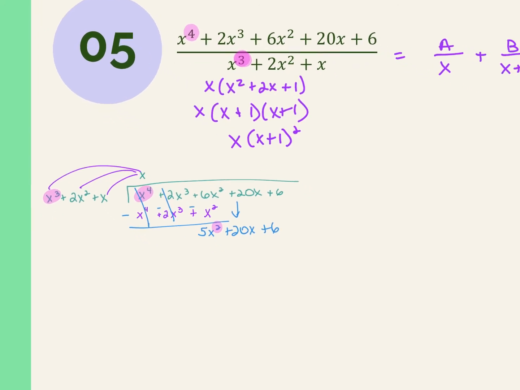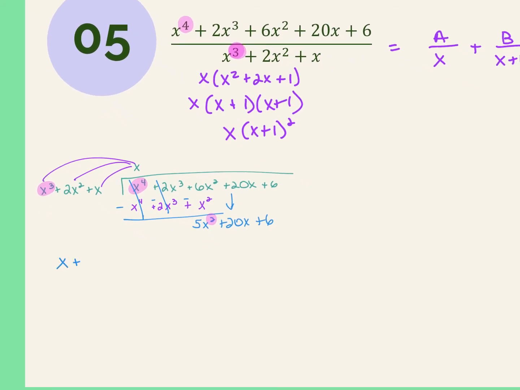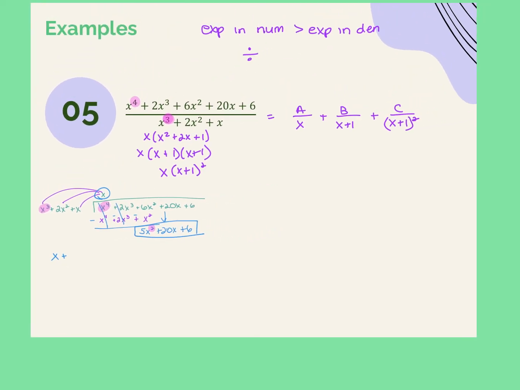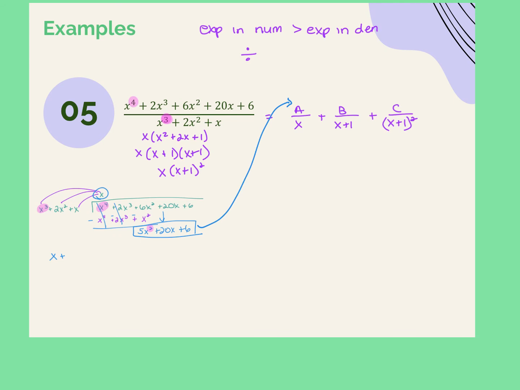So now x is one of the factors that is going to be part of my answer because it came from here. I took it out. What's left is what I'm going to set equal to the right side of my equation. What's missing from the x, which goes with the A, is the x plus 1 squared. What's missing from the B is the x and the second x plus 1. And the C is just missing the x.